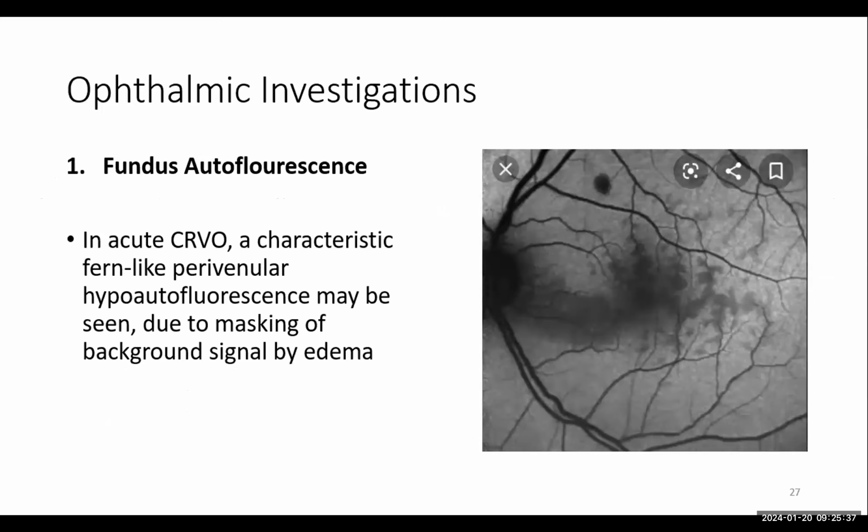Then also it's important to do fundus autofluorescence. On fundus autofluorescence, acute central retinal vein occlusion is characterized by a fan-like peri-venular hypoautofluorescence. You can see these are the venules, and you can see peri-venular hypofluorescence in a fan-like appearance. This is due to masking of the background retina by the edema.